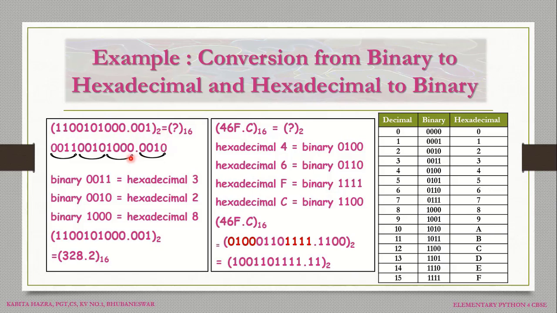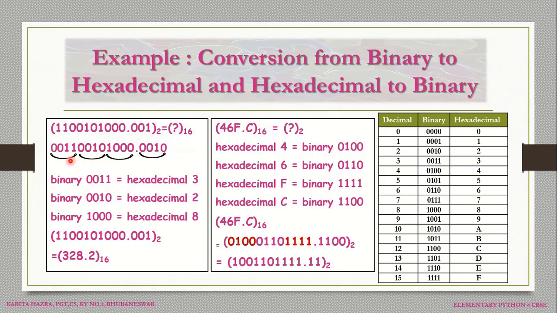1100101000.001. So we will frame groups of 4 bits starting from the decimal point towards the left and towards the right. So this is 0001, 0010, and for the last one we have a shortage of 2 binary digits to frame a group of 4 bits, so we will add 2 zeros to the left. Similarly, towards the right we have a shortage of 1 digit, so we will add a 0.